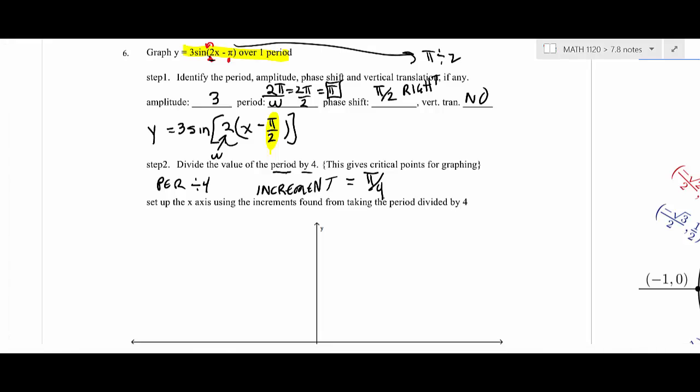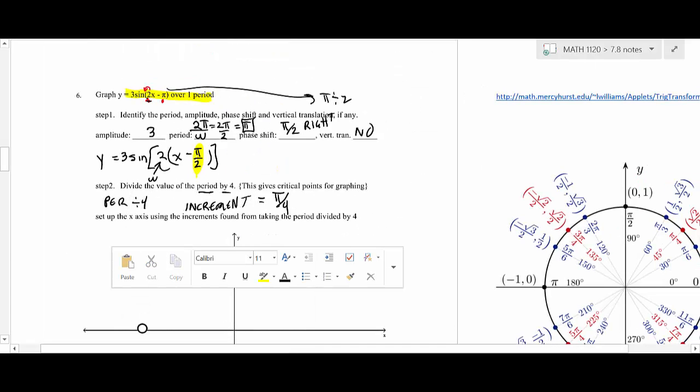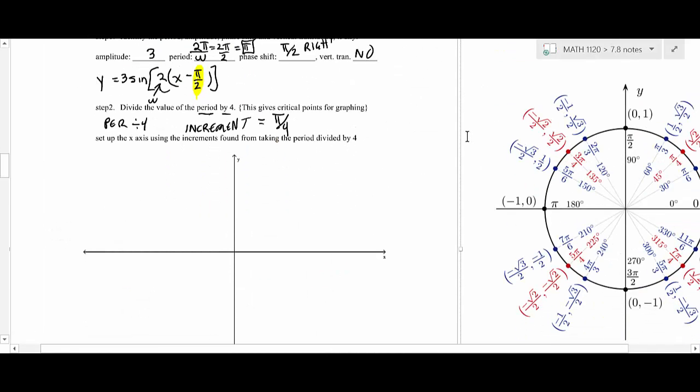Now we need to just get this set up and ready to graph. All right, is there any questions so far about anything? Okay, let's see. Let's take a look at kind of putting this together now.